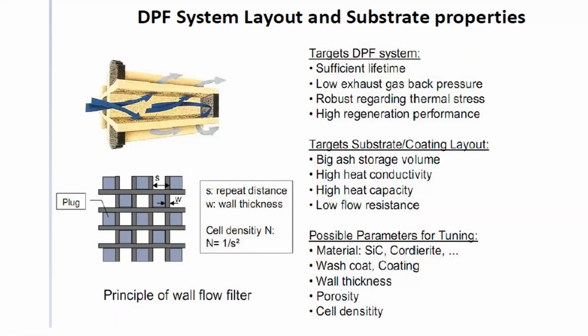The stress should also be lower, basically the thermal stress, because the temperature will be higher. It should also have high regeneration performance, high heat capacity and conductivity, and low flow resistance, and it should also be good for tuning from the substrate point of view. You have the material called silicon carbide, or coated, which we use as a substrate material, and you have the wash coat. You also ensure that the wall thickness is on the lesser side, and the porosity and cell density are also very important.